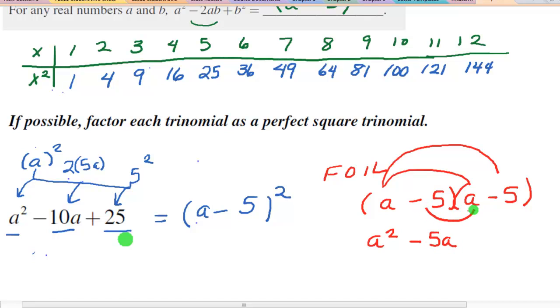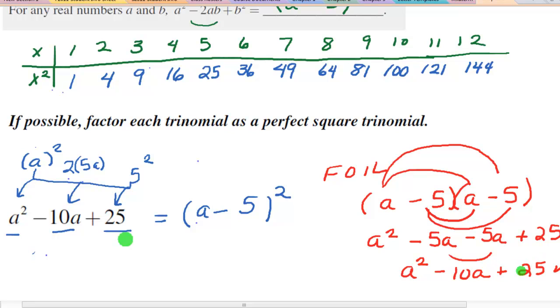Inner, negative 5 times a is another negative 5a. And last, negative 5 times negative 5, which is a positive 25. Now we have some like terms here in the middle. We have a negative 5a added to another negative 5a, which gives us a negative 10a. So our answer is a squared minus 10a plus 25.